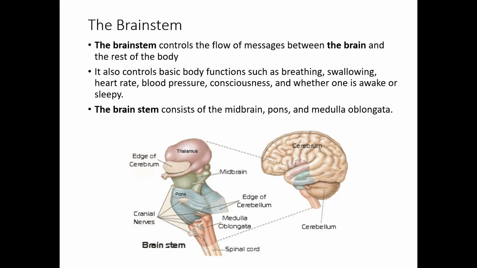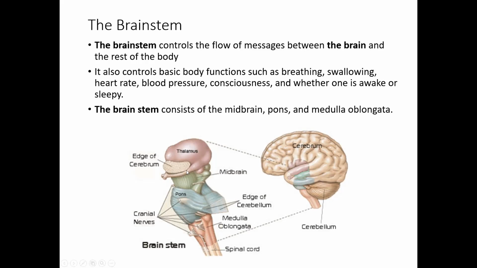We control our heart rate. We don't turn on the heart or turn off the heart, but we can control how fast it's going to beat. We control our blood pressure in the brainstem. We control our consciousness, when we're awake and asleep, in here. The brainstem itself has three parts. It has the midbrain, the pons, and the medulla oblongata.